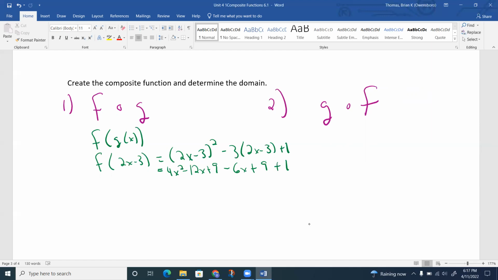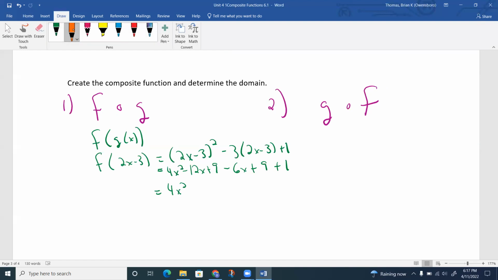So we're one step closer to finishing this off. The quadratic term is by itself, so the 4x squared stays put. But notice how we have a -12x here and this -6x, they have to go together. So that's going to give me this -18x.